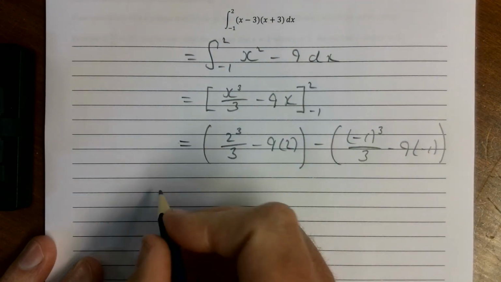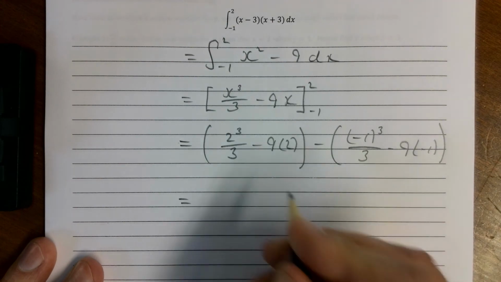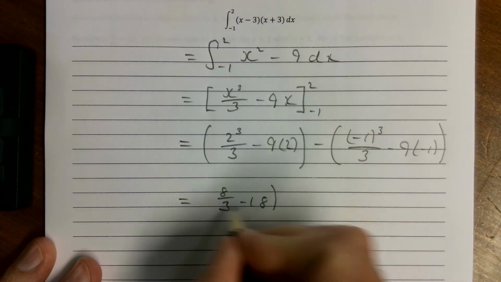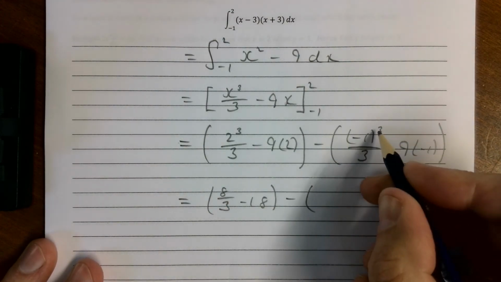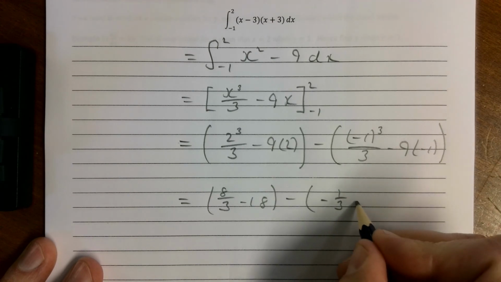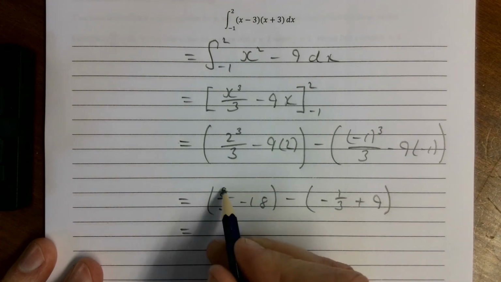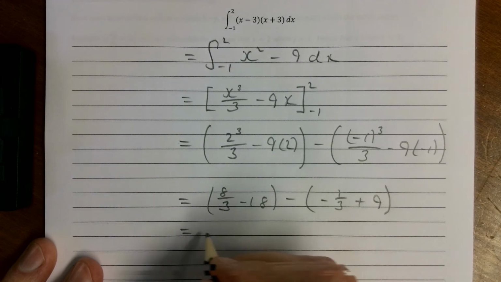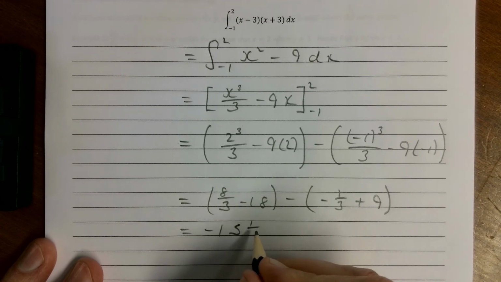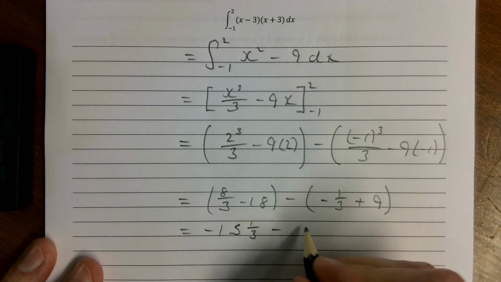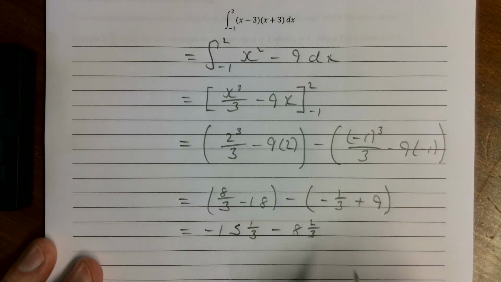I'll do the calculations I think in each bit here. So that would be 8 over 3 minus 18. Take away minus 1 cubed over 3 is minus a third, and then that's going to be plus 9. Whatever way you want to do that, that's like 2 2/3. Take away 18, so it's minus 15 and a third, and then minus 8 and 2/3. Hope you're okay with the sums there, and that tidies up then to give us minus 24.